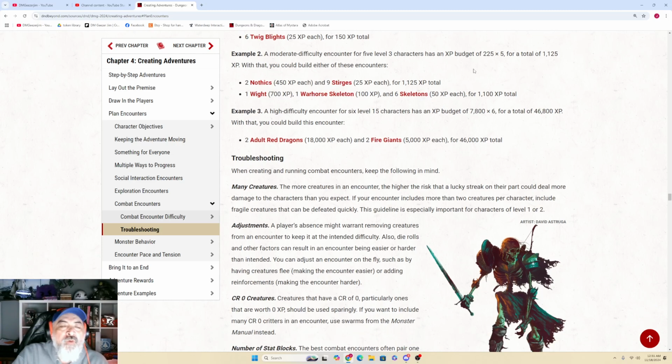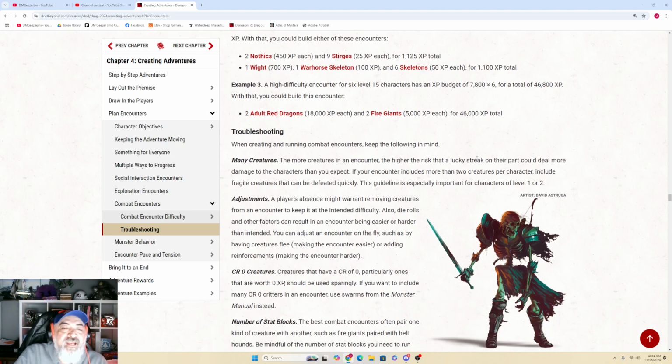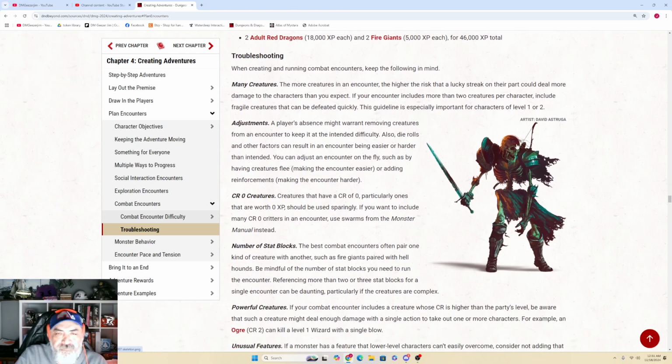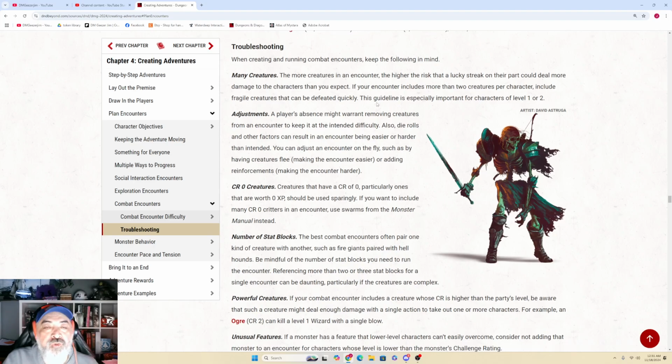Troubleshooting. When creating and running combat encounters, keep in mind the following. Many creatures. The more creatures in an encounter, the higher the risk that a lucky streak on their part could deal more damage to the characters than you expect. If your encounter includes more than 2 creatures per character, include fragile creatures that can be defeated quickly. This guideline is especially important for characters of level 1 or 2.